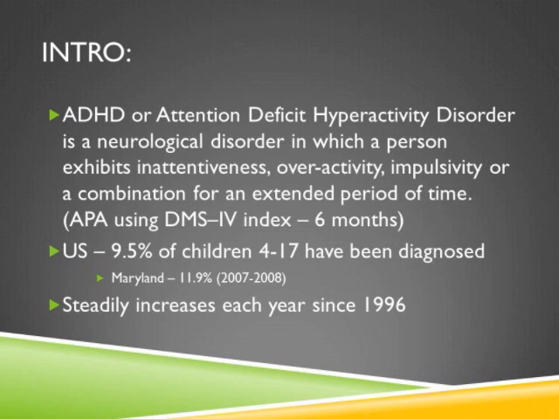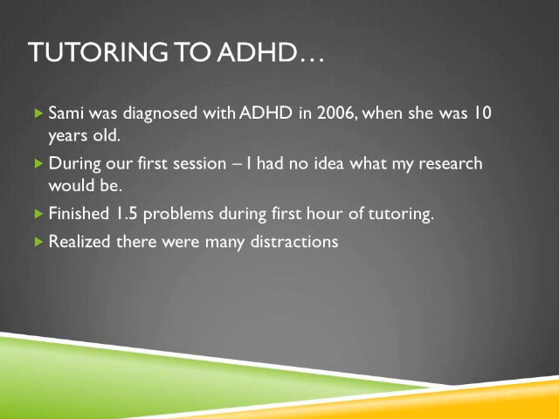Based on a 2007 study, in the United States, about 9.5% of children ages 4 to 17 have been diagnosed with ADHD. In Maryland, that number is a little bit higher at around 11.9%. The student that I tutored, we'll call her Sammy, attends a high school in Howard County. She was diagnosed with ADHD in 2006 when she was about 10 years old.